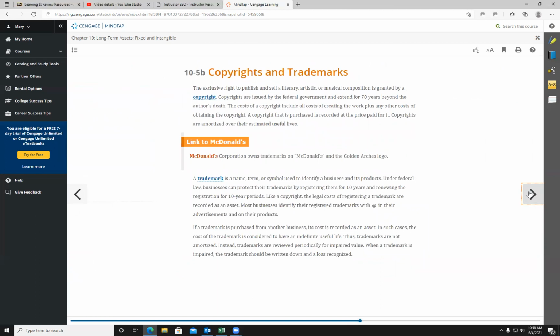The exclusive right to publish and sell a literary, artistic, or musical composition is granted by a copyright. Copyrights are issued by the federal government, and they can have a legal life of about 70 years beyond the author's death. The costs of a copyright include all costs of creating the work plus any other costs incurred while obtaining the copyright. A copyright that is purchased is recorded at the price paid for it. Copyrights are also amortized over their estimated useful lives.